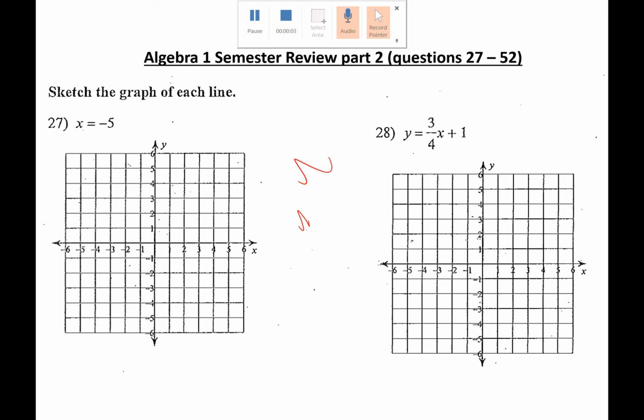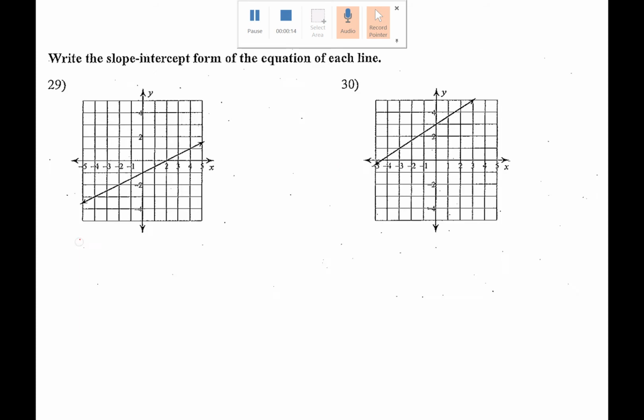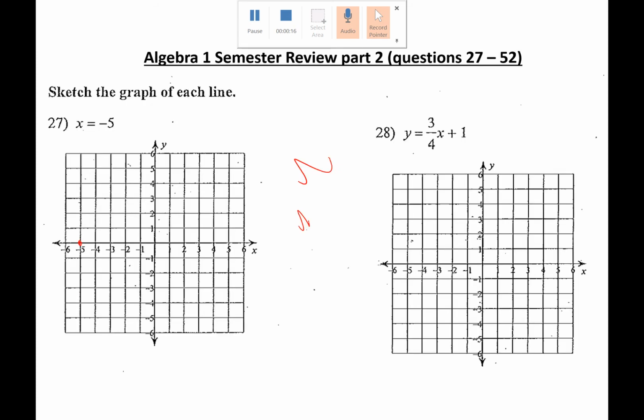This is going to be part 2 of your semester review, and we're looking at questions 27 through 52. The first one, for 27, you're just sketching the graph of the line. Since this one says x is equal to negative 5, I would find negative 5 on the x-axis, and then you're basically just going to draw a vertical line for number 27. If it was a y is equal to, that'd be a horizontal line.